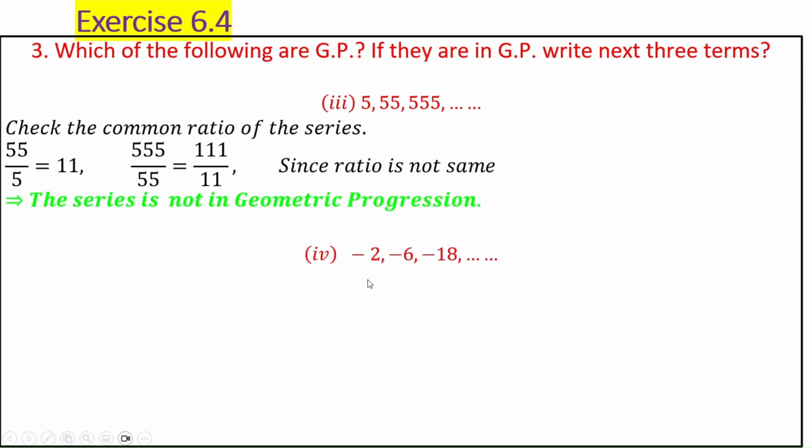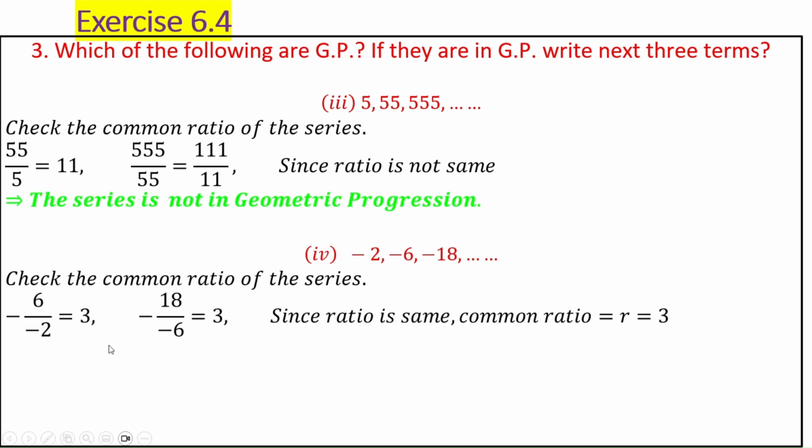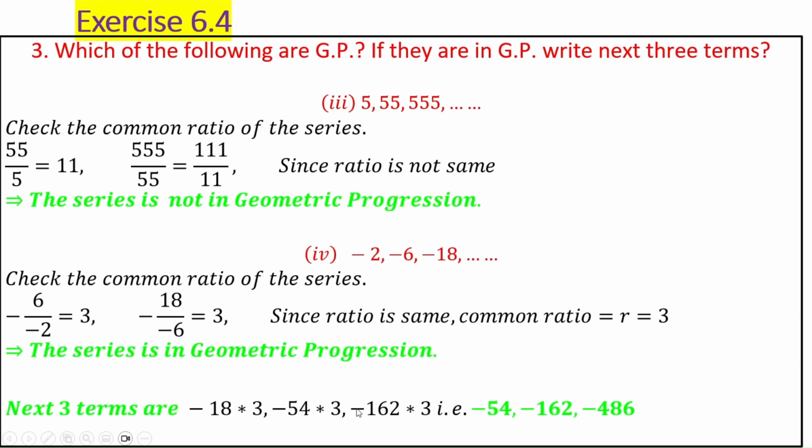Next, minus 2, minus 6, minus 18, and so on. Okay, so check the common ratio. Minus 6 by minus 2 is 3, minus 18 by minus 6 is also 3. So the common ratio is 3. So the next three terms are minus 54, minus 162, minus 486.